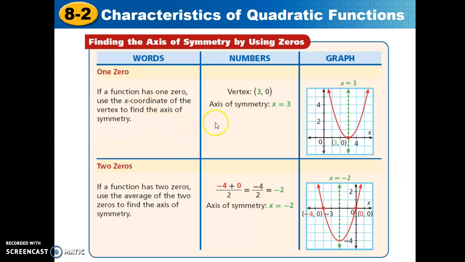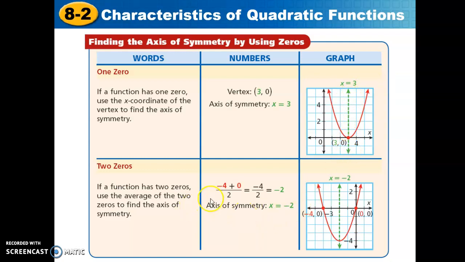All right, this is basically what we talked about. It's in your book. I just put this up in here for just another visual. If your vertex is on the x-axis, that means you have one zero. And if you look, the vertex here is (3, 0). Now notice your axis of symmetry is 3. That's exactly where the midpoint of that parabola is, right there. If you were to fold this in half, it would be right along the line of x equals 3.